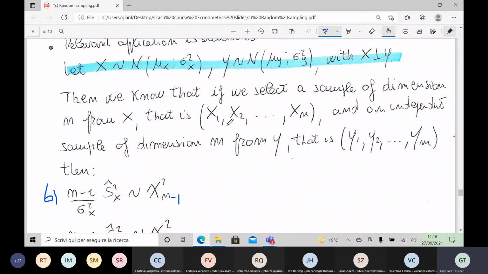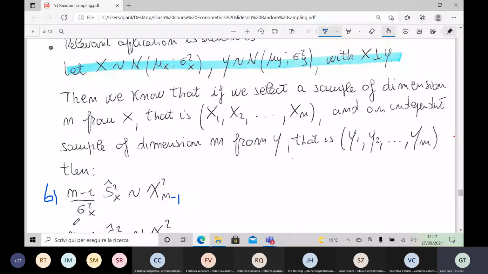Since we have two samples, I denoted it with the X and not simply with S hat square. We know that the unbiased sample variance times n minus 1, because the dimension of this sample is n, over the variance of the population follows a chi-square with n minus 1 degrees of freedom, under the assumption that X is normal. This is result B we got today. We use it also to prove result C.